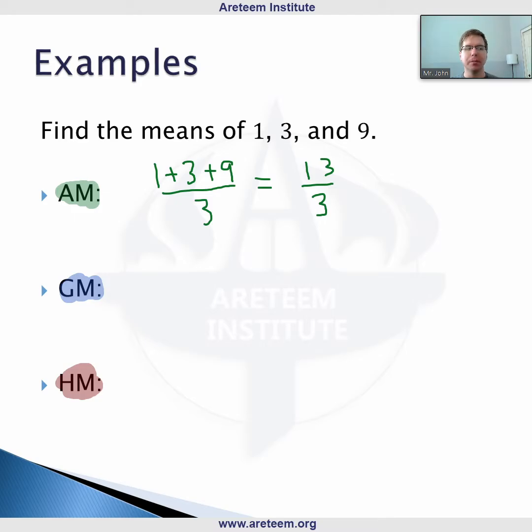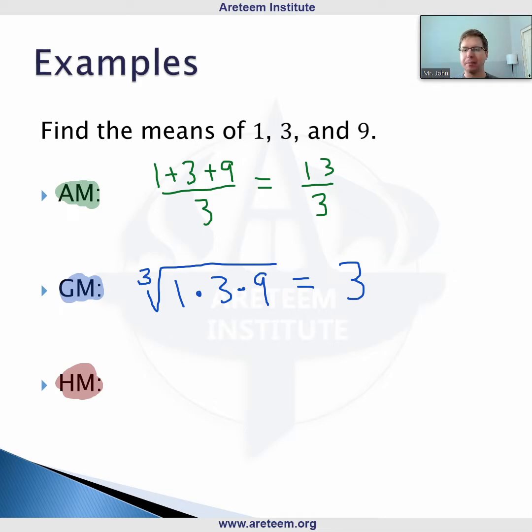Comparing this to the geometric mean, remember this one we already know is less than or equal to the arithmetic mean. But let's see it in practice. We have the cube root of the product of these numbers, 1 times 3 times 9. This can normally be pretty messy, but we have nice numbers here. 1 times 3 times 9 is 27. Cube root of that is, of course, 3.